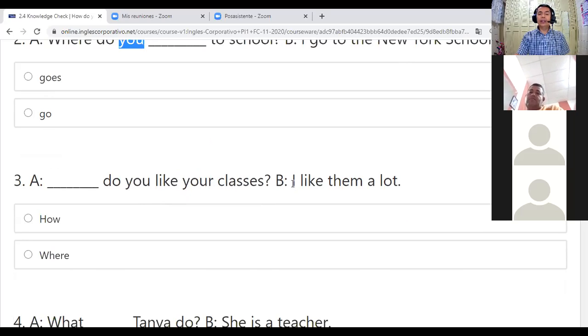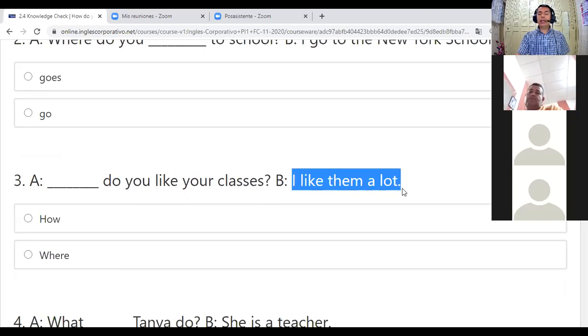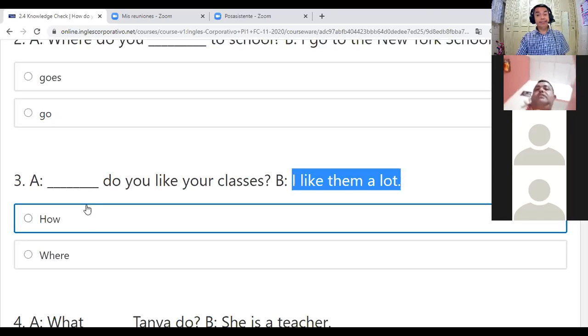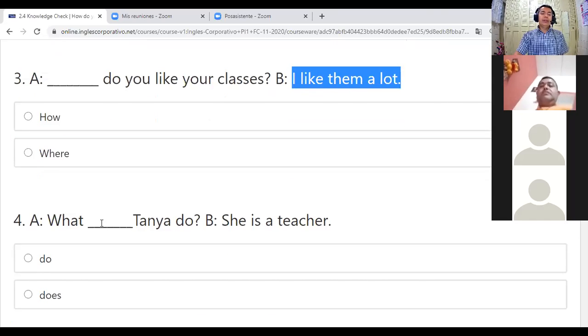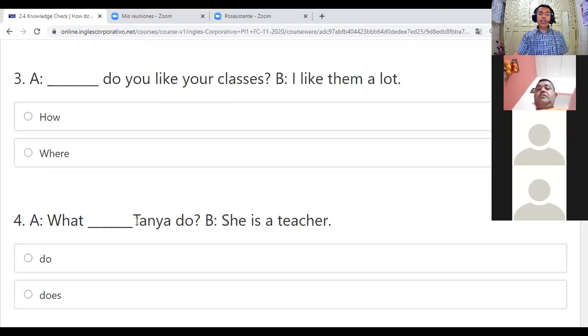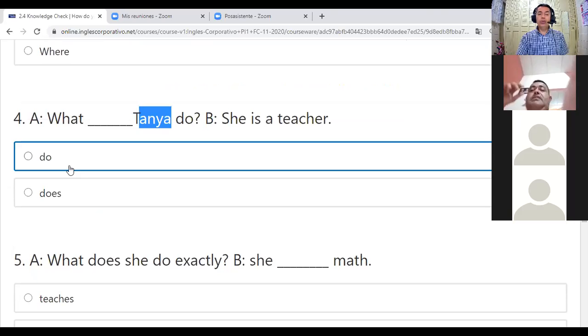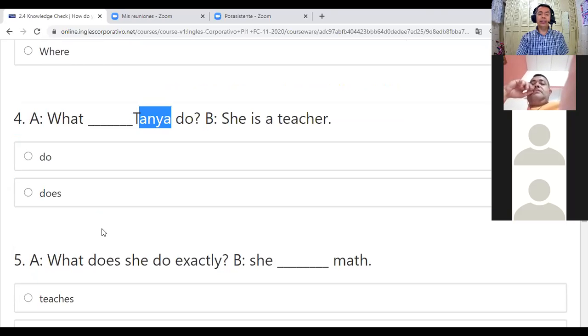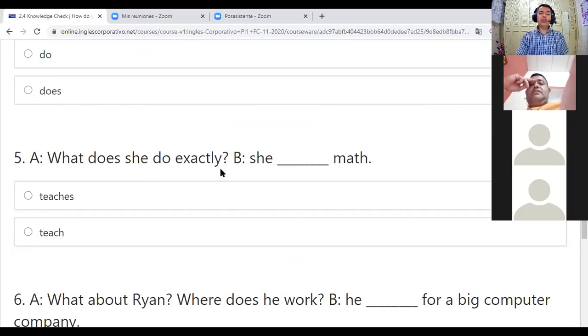And look at the answer. Me gustan un montón mis clases. Mis clases me gustan. Okay? I like them a lot. So is it how do you like or where do you like? Now, Tania. Tania is a she. Singular, right? So you use do or does. Do or does.